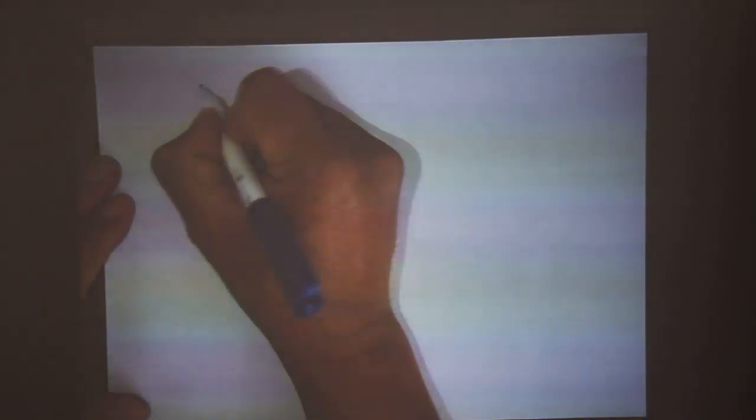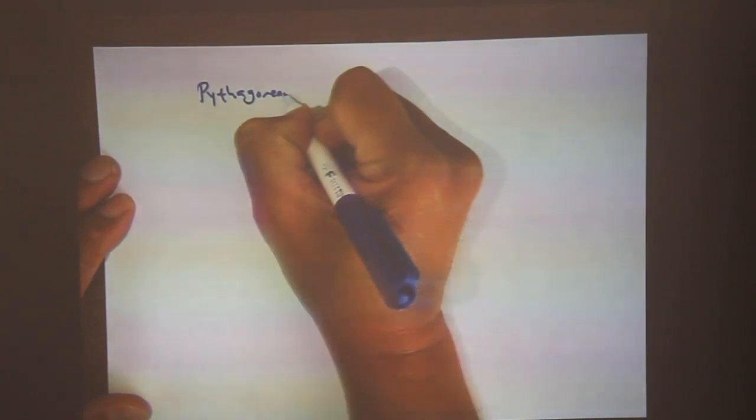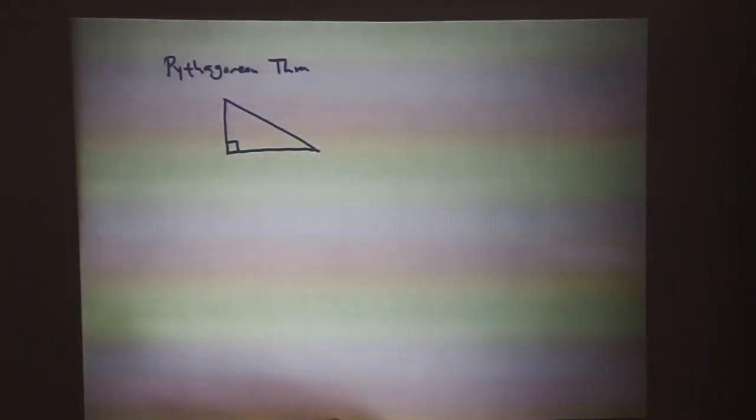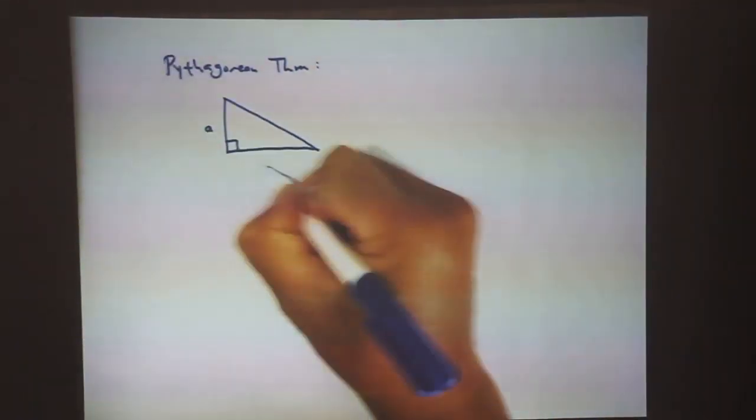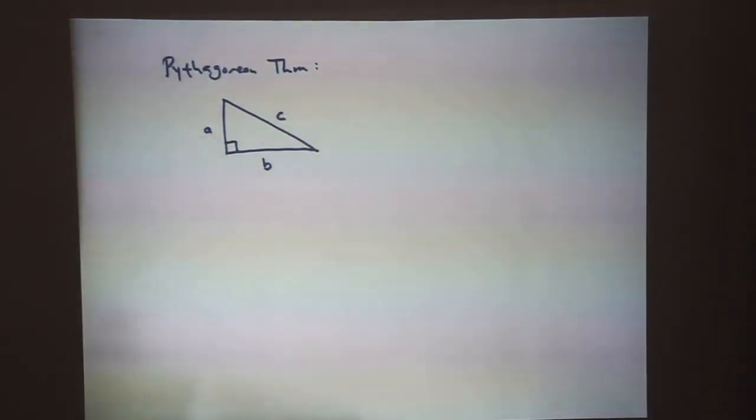The Pythagorean theorem relates the three sides of a right triangle. And it's only used with right triangles. Once again, here's our right triangle. The three sides of a right triangle are related by the Pythagorean theorem in that, let's say we're going to call this little side A, little side B, and then the hypotenuse is side C. Again, the hypotenuse is the side across from the right angle.